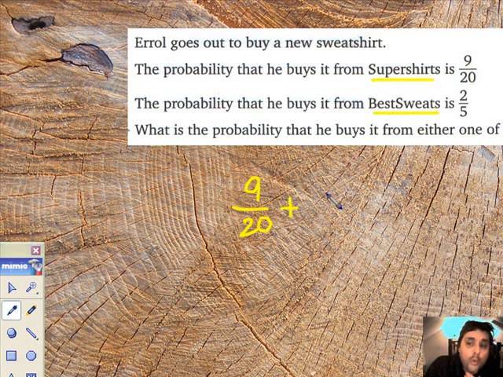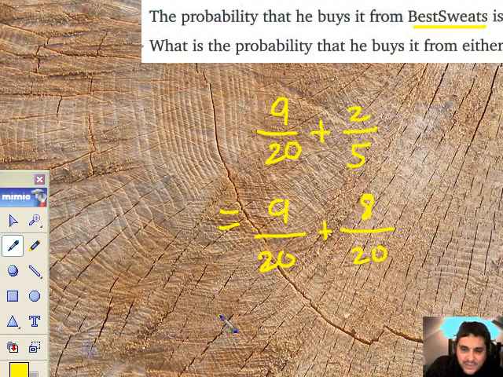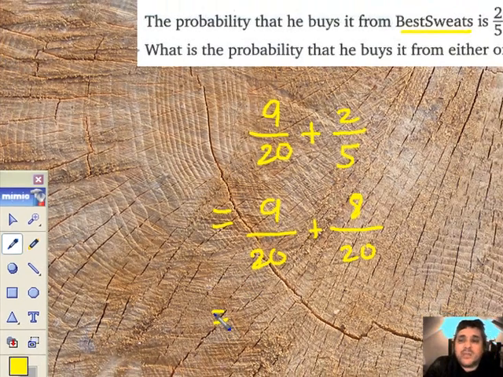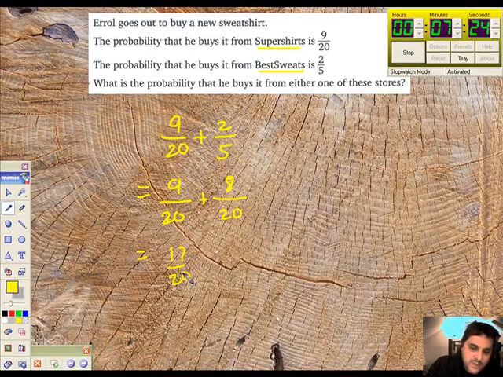Okay, therefore all I do is add the 2 probabilities. 9/20 or 2/5. Now I know I'm allowed to use a calculator because it's a calculator unit, but I'm not going to do that. At least let's revise how to add fractions. Here we go. 9/20 plus something out of 20. Common denominator or lowest common multiple is 20. Multiply that by 4 to get there. Multiply 2 by 4, 8. So the probability that Errol goes to either one of these places is going to be 17 out of 20.